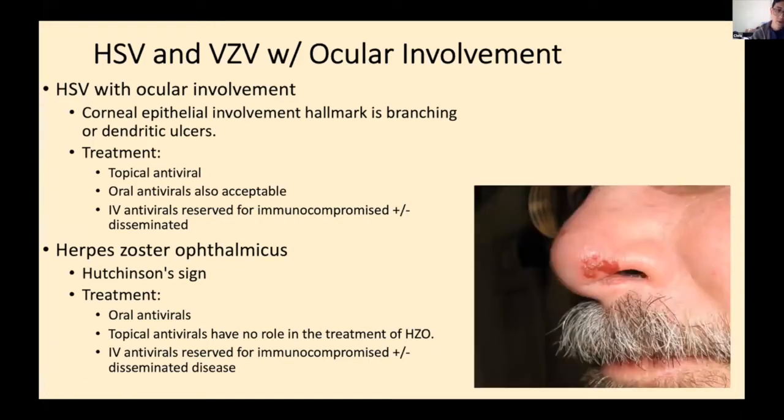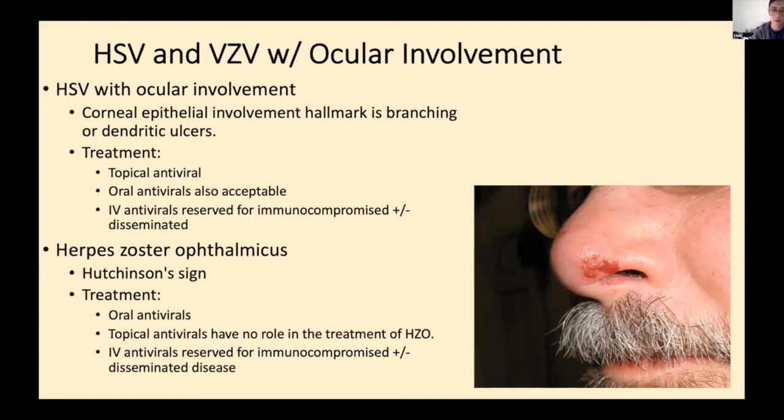So herpes zoster ophthalmicus is caused by the varicella zoster virus when it reactivates, especially in the ophthalmic division of the trigeminal nerve. A classic sign of herpes zoster ophthalmicus is Hutchinson's sign, where you get a herpetic lesion on the patient's nose, as shown in this picture. So whenever you notice Hutchinson's sign on a patient, you want to make sure you examine the patient's eyes for herpes zoster ophthalmicus. And the treatment will consist of oral antivirals.